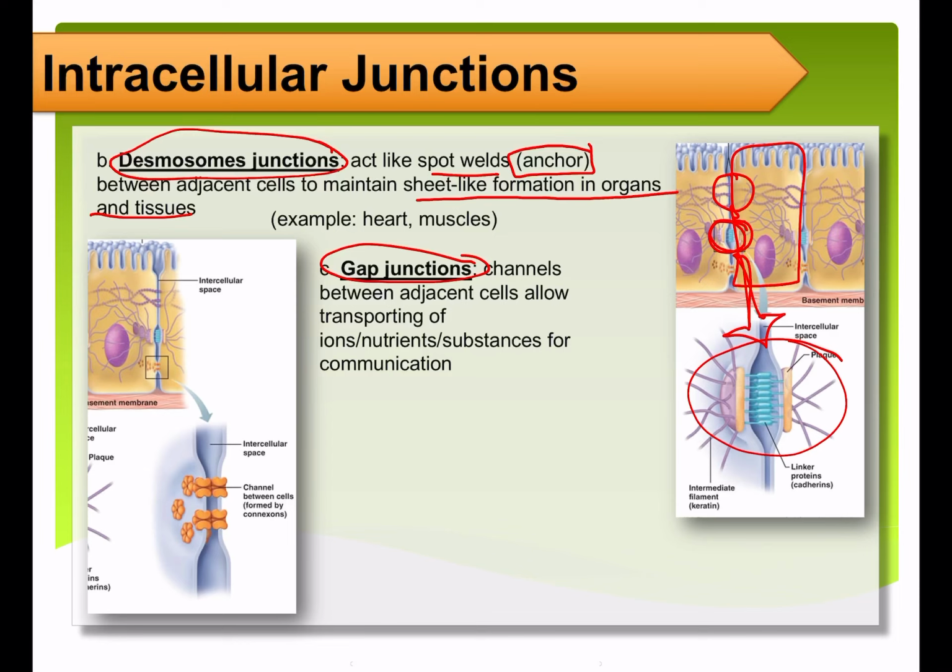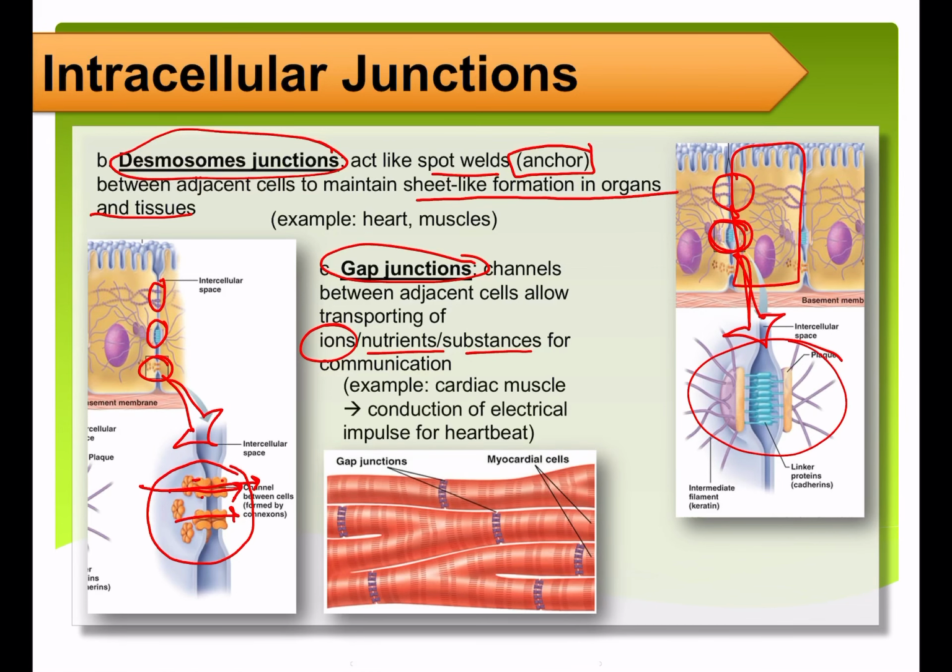And the last type of intercellular junction is called gap junctions, and that's important for communication between cells, because they actually contain channels between adjacent cells that allow for transportation of ions, nutrients, and substances for communication. So this was a tight junction, this was a desmosome junction, and this right here magnified is the gap junction, because they contain actual holes produced by protein channels that allow things to move from one cell to another.